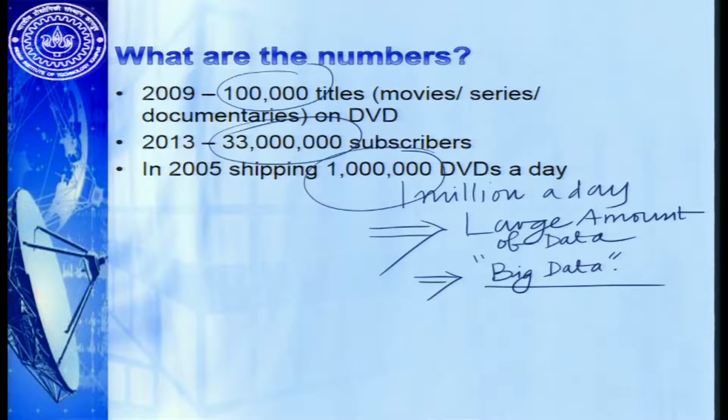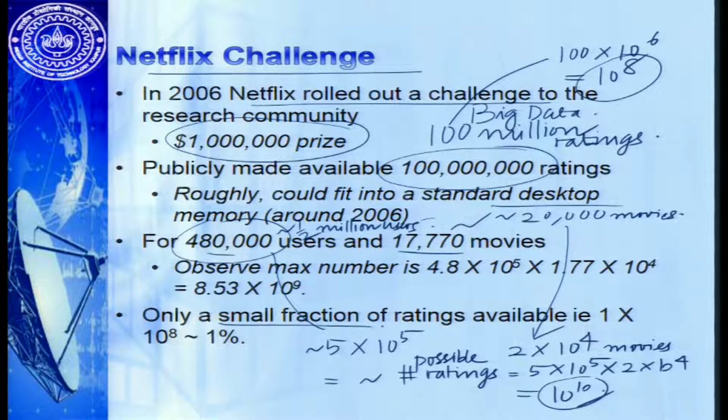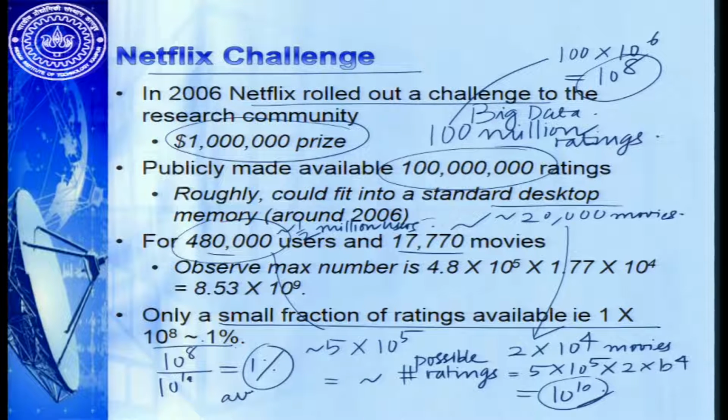So if you look at all the users and all the movies, the total number of possible ratings is 10 to the power of 10 if each user watches every movie and rates every movie, but that is not possible. The total number of actual ratings available is only close to 100 million, that is 10 to the power of 8, which means only 1% of the ratings are available. So only a small fraction, and this is the important point. 10 to the power of 8 by total possible 10 to the power of 10, that is basically 1%.